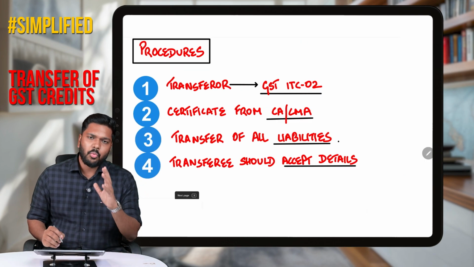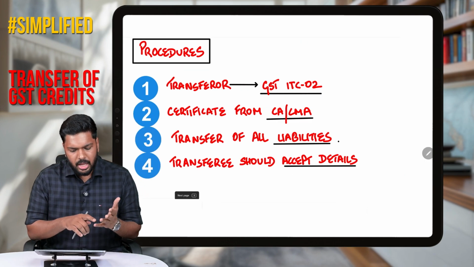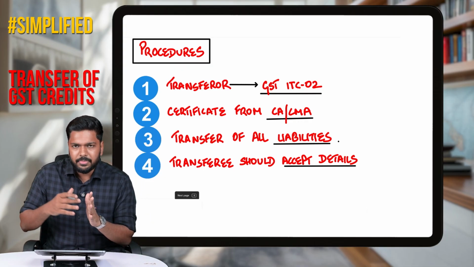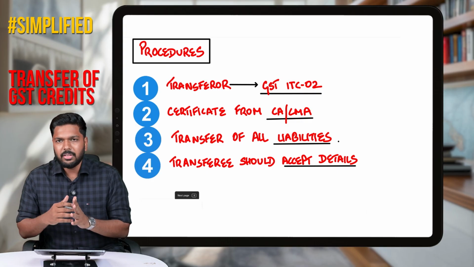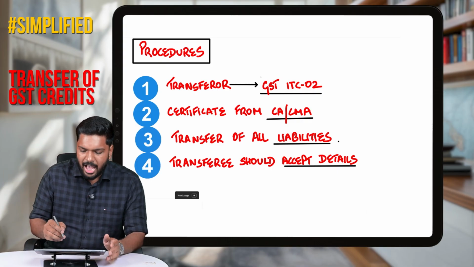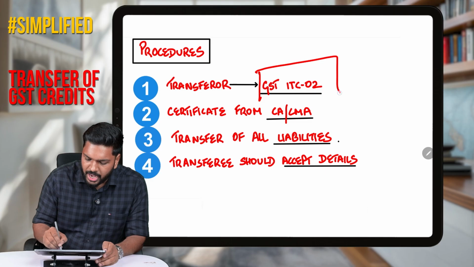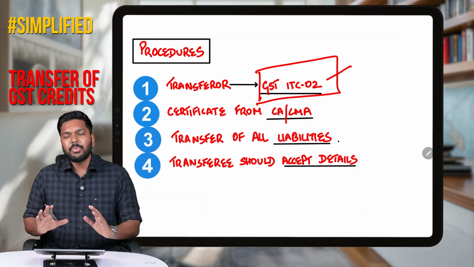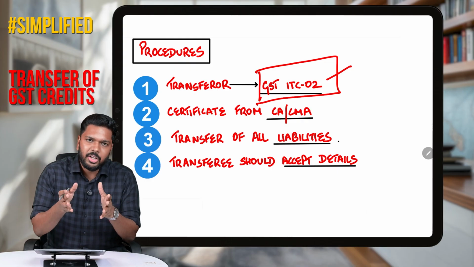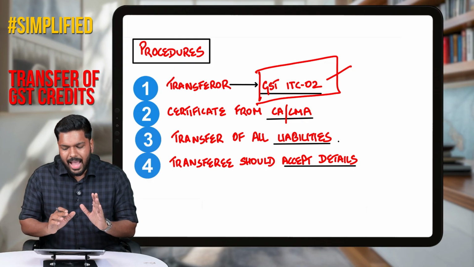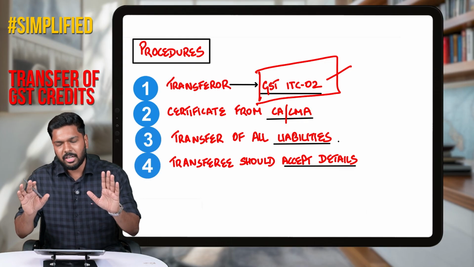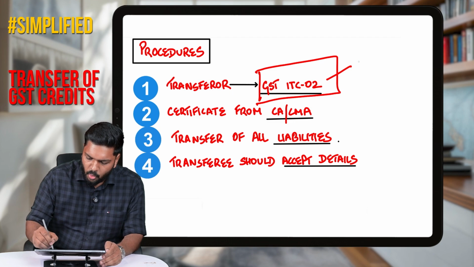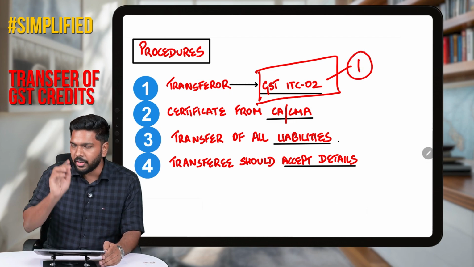What are the procedures involved in this kind of a transfer? Number one, the transferor, or the business transferring, selling, leasing out, merging, demerging, amalgamating, will have to furnish the details of the input tax credit on the GST portal in the form of GST ITC-02. It will furnish the details of whatever unutilized GST credits are lying with them, and it will file the particular form, and the receiver or the transferee will get the details. So, number one, file ITC-02, furnish all the required details.